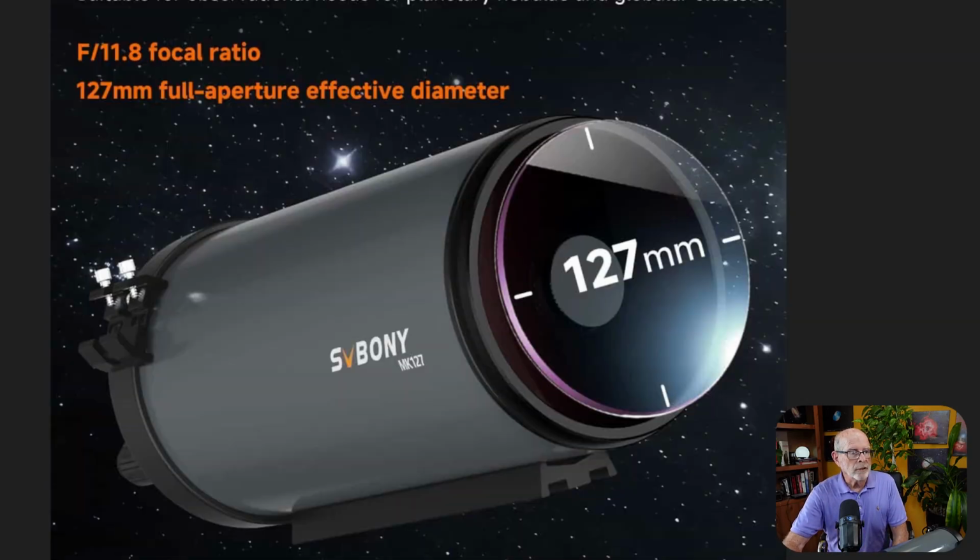Looking at the scope itself, it comes with the focal ratio of 11.8. That's really nice for planetary observation. Anything beyond F10 is actually for planetary, you want anything beyond F8. This is F11.8, and it's 127 millimeter full aperture effective diameter telescope, and it does the job.